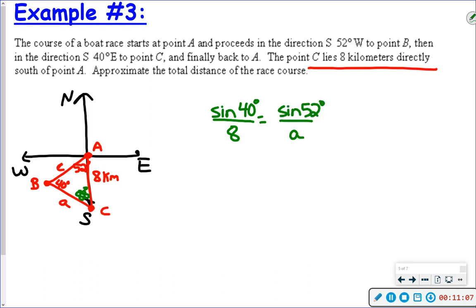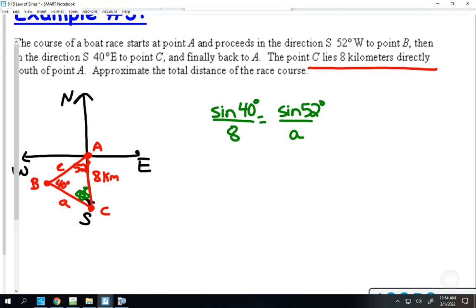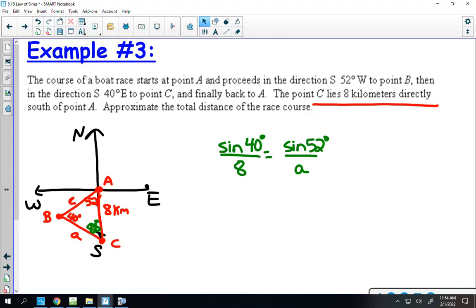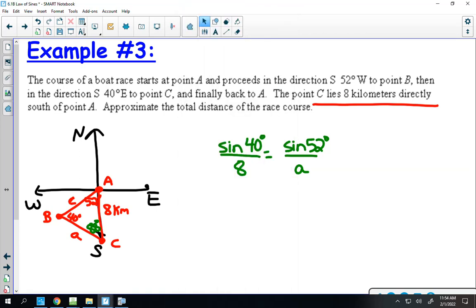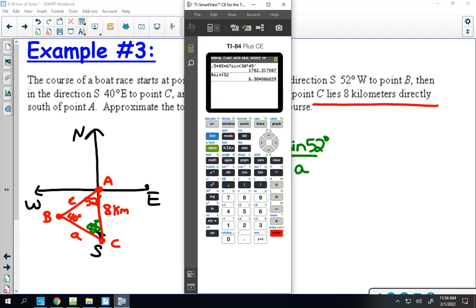And again, I'm just going to pull up the calculator just to show you. I mean, I generally don't write anything else than that. I just go straight to the calculator because I know I'm going to have this diagonal, 8 times sine of 52, so let me punch that in. And then I know I have this diagonal, and to get A alone, I'm going to have to get rid of sine 40. I'm going to have to divide sine of 40 off. So I just do it.